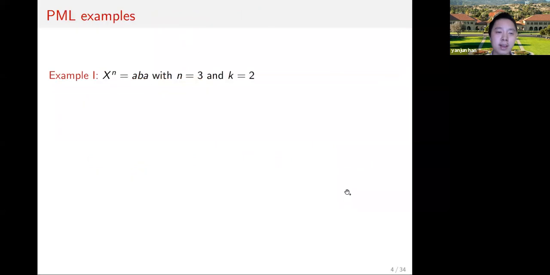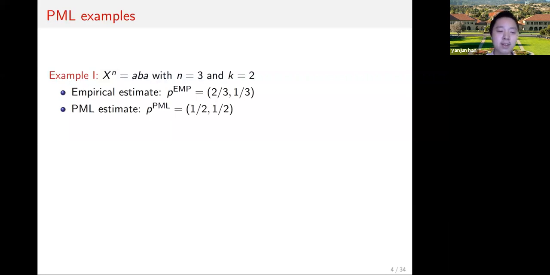Let's take a look at more PML examples. For example, when the observations are A B A, the sample size is 3 and the support size is 2, so we have binary distributions. Then the empirical estimate will assign probability 2/3 to symbol A and 1/3 to symbol B. This is just the empirical average. However, the PML estimate in this scenario will be half-half, meaning that the uniform distribution actually gives the highest likelihood of observing such a profile pattern.